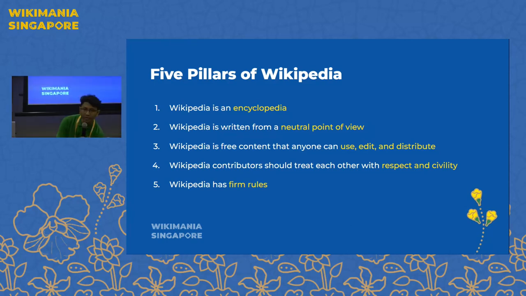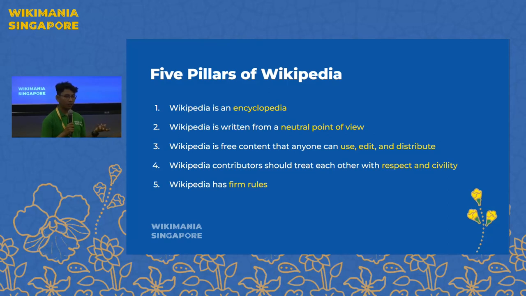So everyone who writes an article on Wikipedia doesn't have any right to claim that article as his article. When he writes the article and publishes it on Wikipedia, anyone around the world who accesses Wikipedia can edit, add, or maybe erase some of the sentences or words on Wikipedia. So anyone can edit on Wikipedia. The fourth, Wikipedia contributors should treat each other with respect and civility. On Wikipedia, everyone can edit, everyone can do anything, but we have to respect others.